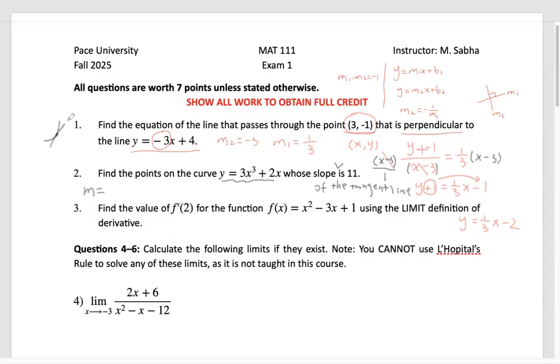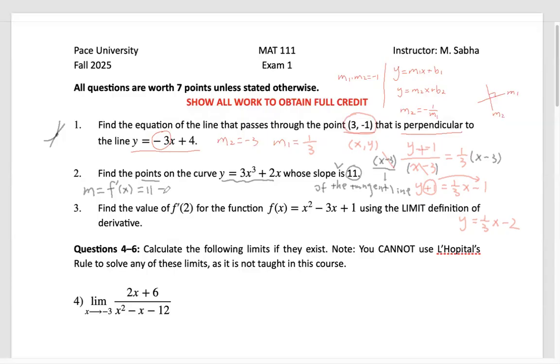No way. So the curve has a tangent line at this point. A tangent line means a straight line that touches the curve at a point. So we know the slope of the tangent line equals the derivative at a certain point. We need to find the points. First, we know this is 11. It's given.